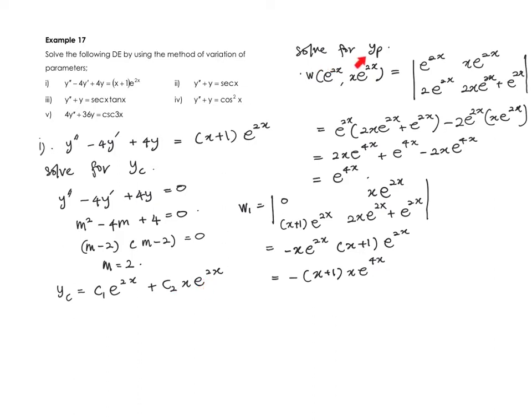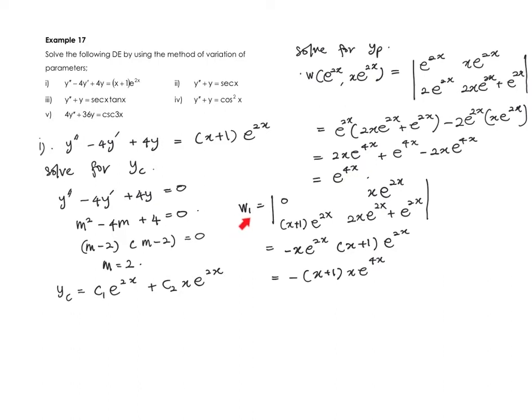Okay, next we solve for YP. We use Wronskian. W of e to the 2x, x e to the 2x. So substitute e to the 2x, x e to the 2x. Next, we differentiate. So this one we need to use product rule. Okay, so find the determinant for this one, AD minus BC. So we get e to the 4x.